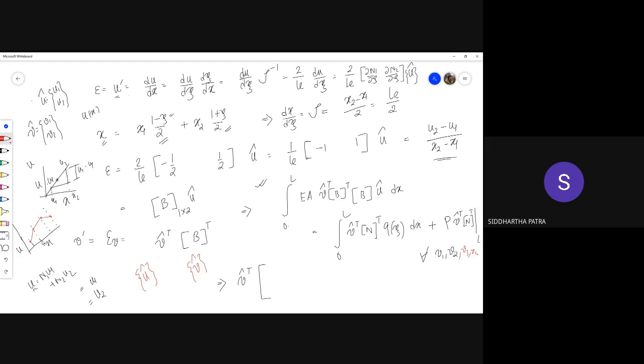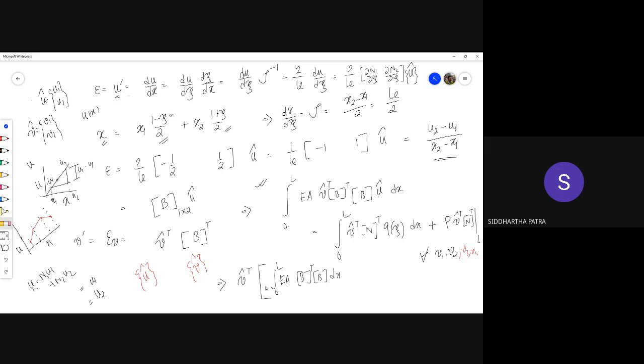Okay. Now if I take v hat transpose common from this expression, so this is what I get: integral from 0 to L, EA, B transpose B dx. Please remember, v hat is only a set of coefficients v1, v2, which are not functions of x. Neither are they functions of xi.